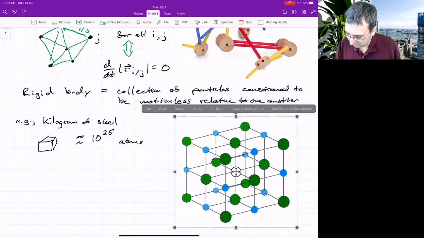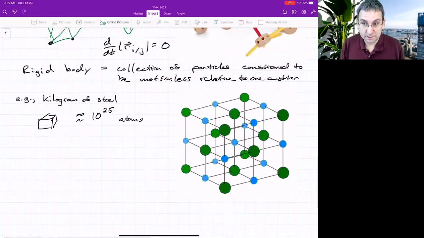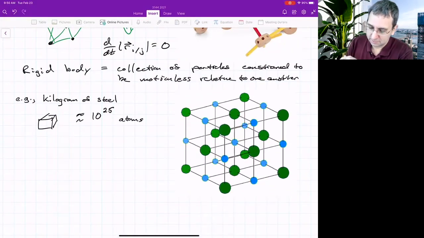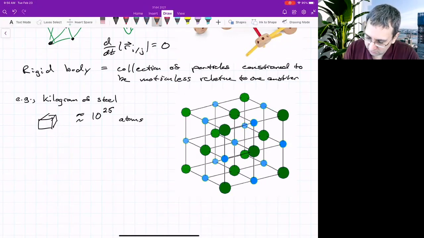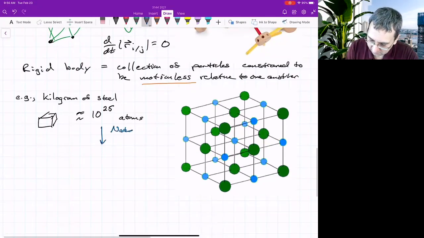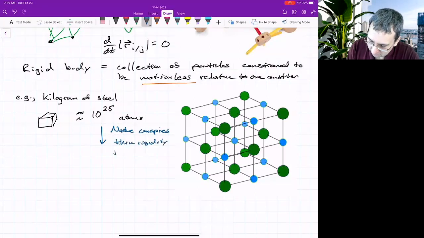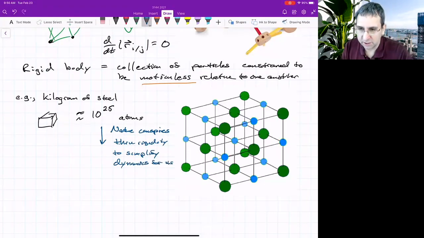Here's a picture of a crystal type structure. I don't know what crystal this is. This isn't necessarily steel. It's just giving you an idea, right? Atoms on the whole seem to be motionless relative to one another. And that's a good thing for us. It simplifies the dynamics. We don't often think about, oh, rigid bodies are amazing. But they are. So nature conspires, through rigidity, to simplify dynamics for us, at least for solid objects.